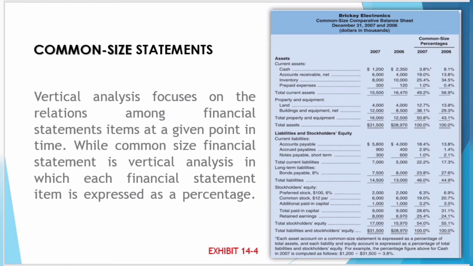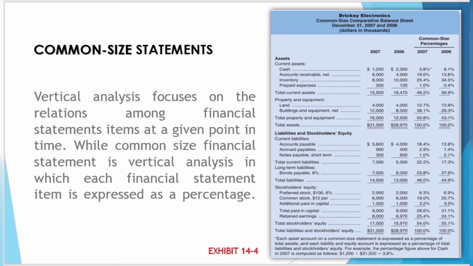So for example, in the year 2007, we base it on total assets. First is the cash, $1,200. You divide it by total assets, which is $31,500, and you get 3.8%. Same with accounts receivable, $6,000 divided by $31,500, so the result is 19.0%.